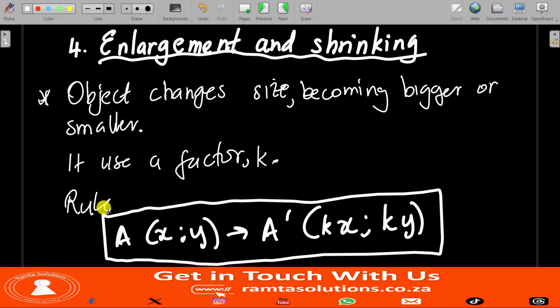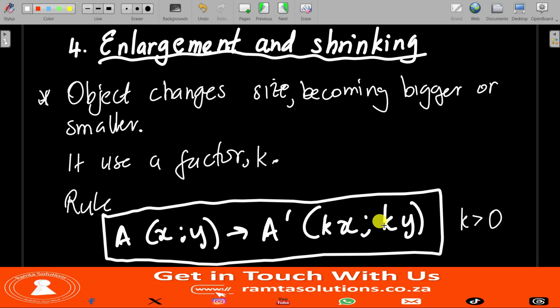Something that I want you to note here is this: K is never 0. K is greater than 0. It's better to put it like that. So K is greater than 0, so it can never be negative.